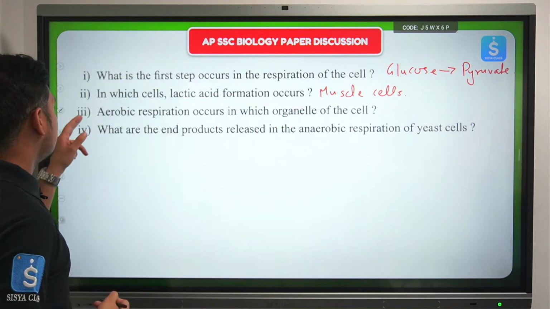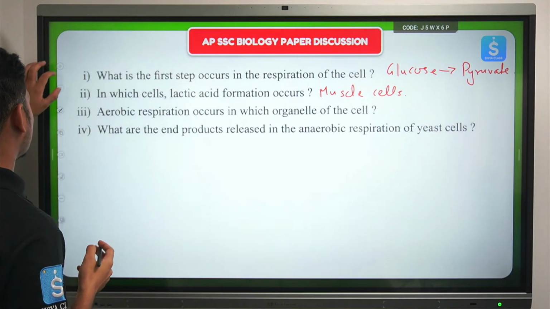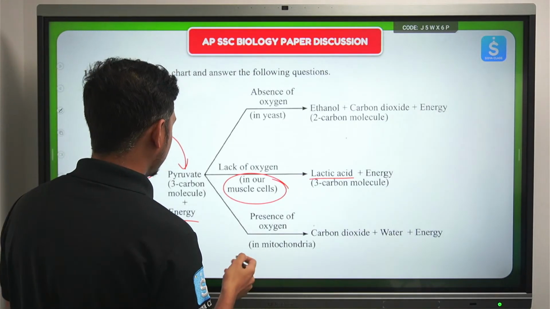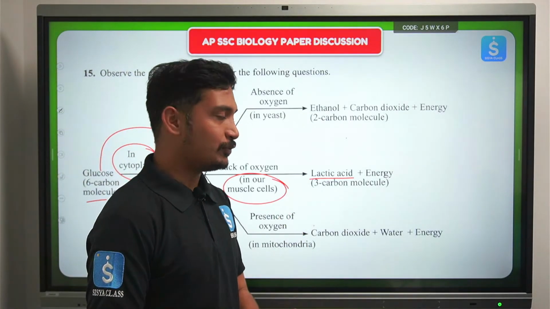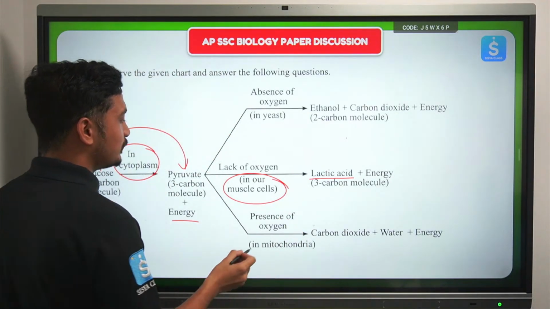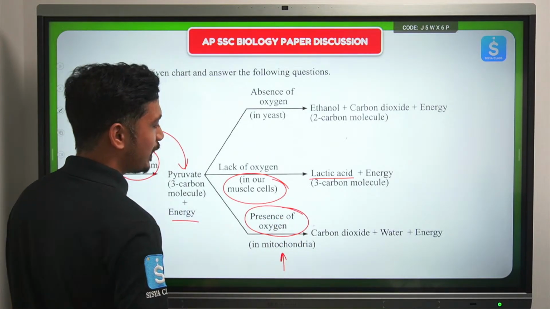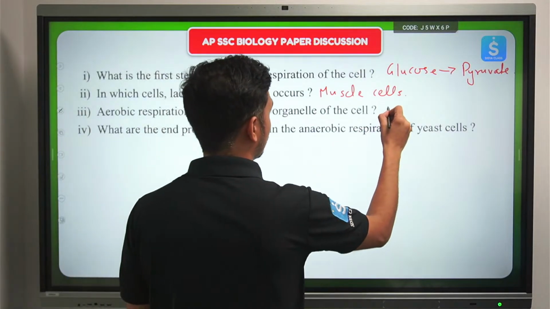Then the third one is, aerobic respiration occurs in which organelle of the cell? Let's talk about aerobic respiration. Aerobic respiration is the respiration which takes place in the abundance of oxygen. When you talk about abundance of oxygen, that is presence of oxygen, and that happens inside the mitochondria. So that's the answer for us. We'll say mitochondria.